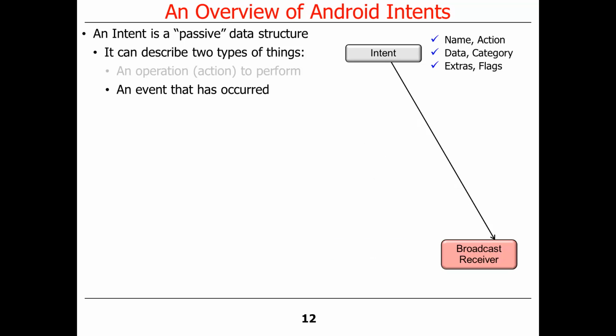And the second thing you can do with an intent is alert one or more other components that an event has occurred, like battery voltage low, right? So those are the 2 main things. And it's important to remember that there are these 2 different classes of things, because the different types of components in Android work slightly differently, whether something's an action to perform or a report of an event that's occurred.